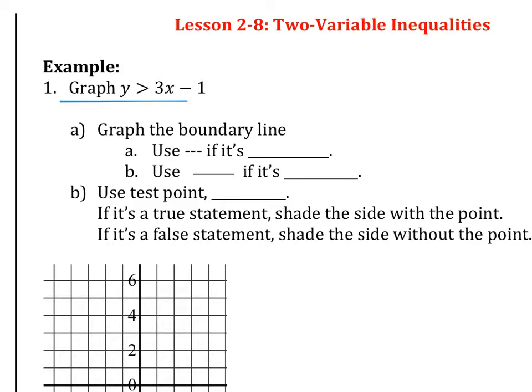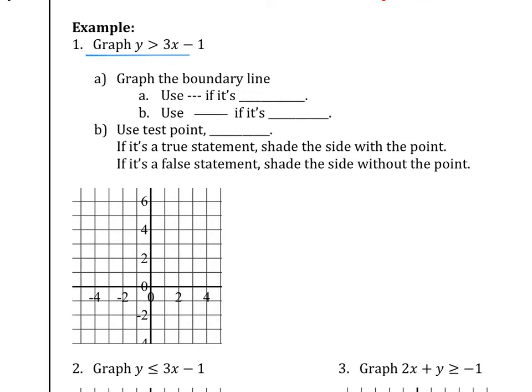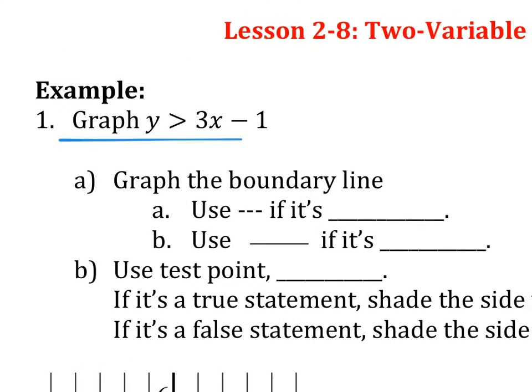What you want to do is just graph it as if it were a regular line. So y equals 3x minus 1 would look like what? Go ahead and graph that. So first thing is you graph that boundary line, 3x minus 1. What number should you start graphing from? Negative 1 on what?